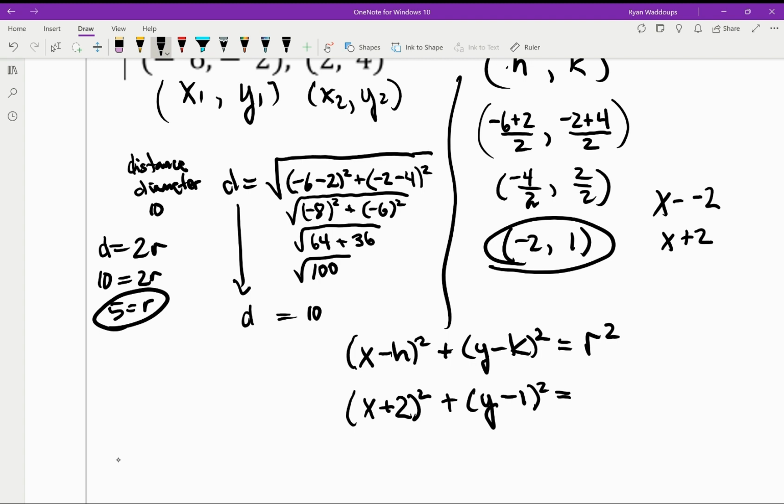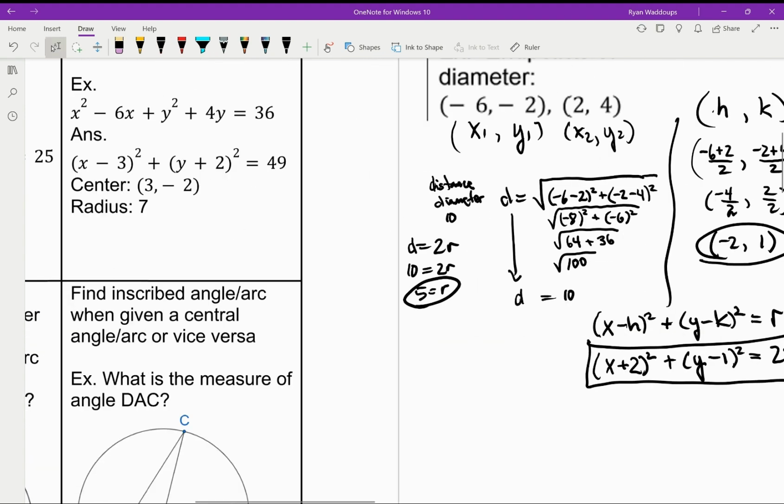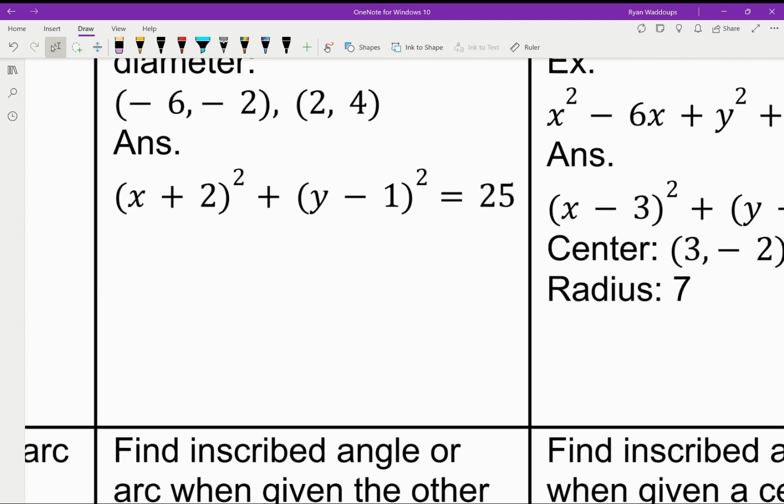The radius is 5, so I would just take 5 squared, which would be 25. And that will be the equation that we're looking for: x plus 2 squared plus y minus 1 squared, and that's all equal to 25, which is the answer that we were given here.